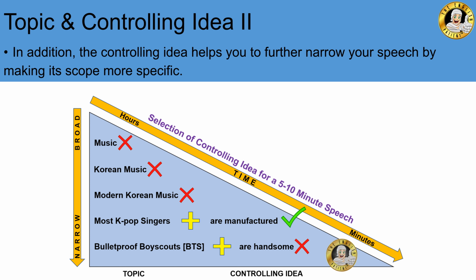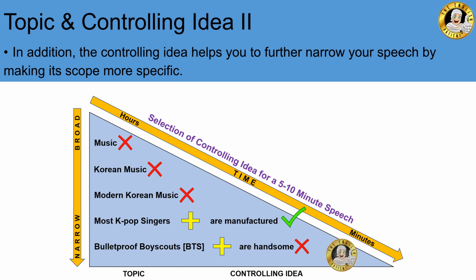Maybe we can talk about K-pop singers. The topic here would then be K-pop singers, and let's try now to add a controlling idea, what we want to actually say. Most K-pop singers are manufactured. Now, that would likely be suitable for a speech of between 5 and 10 minutes in length, because you are going to argue that K-pop singers are like an industry.